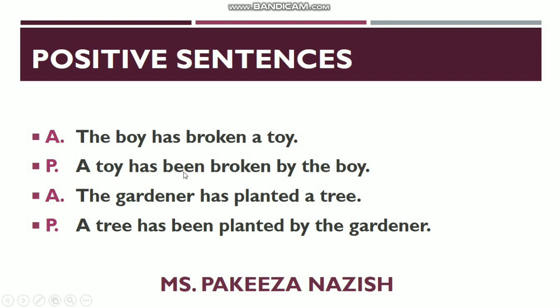A toy has been broken. Same third form of verb, by the boy. A toy has been broken by the boy. The gardener has planted a tree. A tree has been planted by the gardener. The gardener is coming in the end. A tree has been planted by the gardener, right?